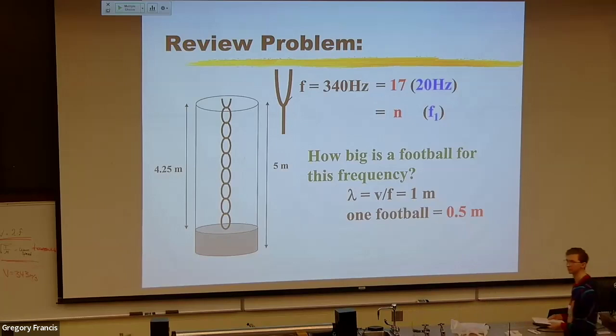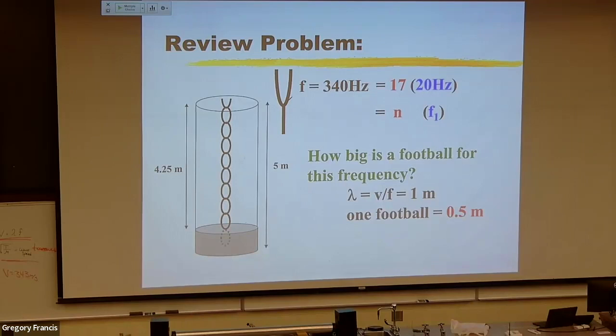Well, remember, because of that wave equation, if the frequency just got 17 times bigger, the wavelength has to get 17 times smaller. Okay? And that means I can fit 17 times as many footballs in the same space. Well, I started with half a football. If I can fit 17 times that, or 17 half footballs, that's going to be 8.5. Make sense? Okay.